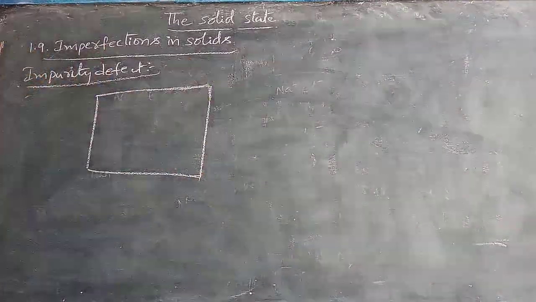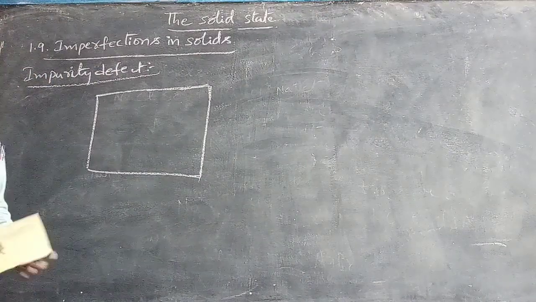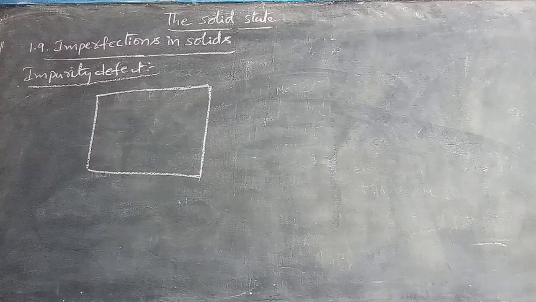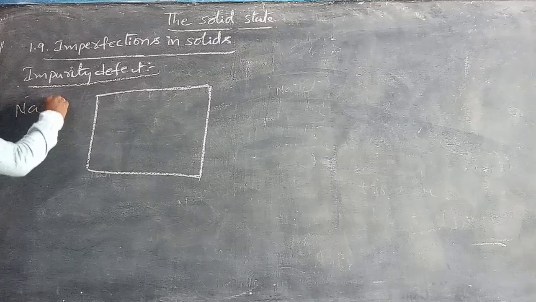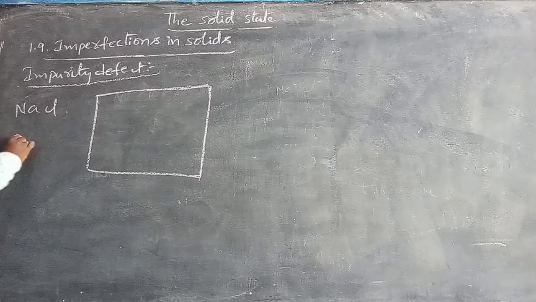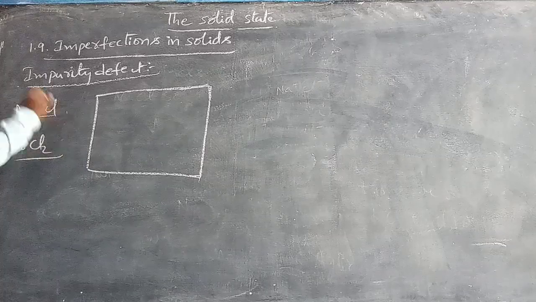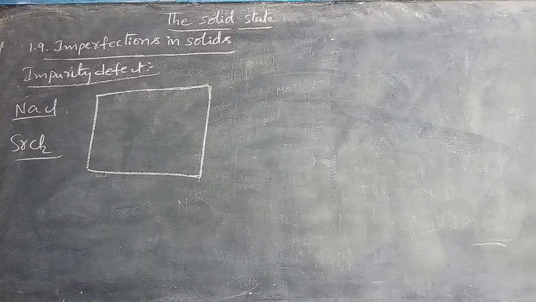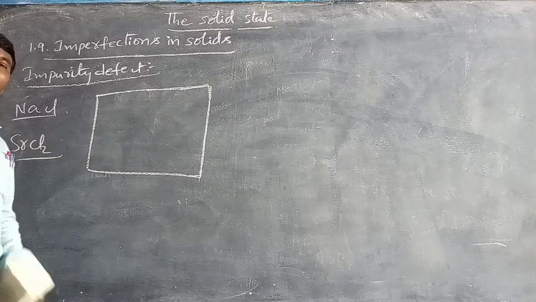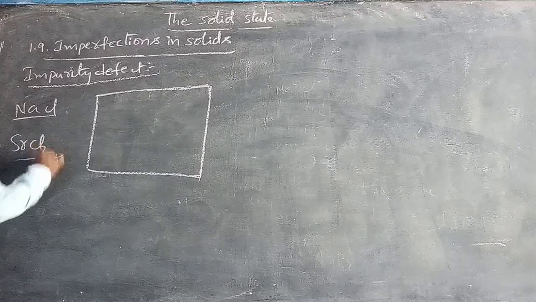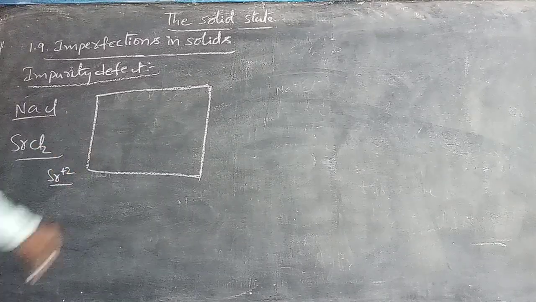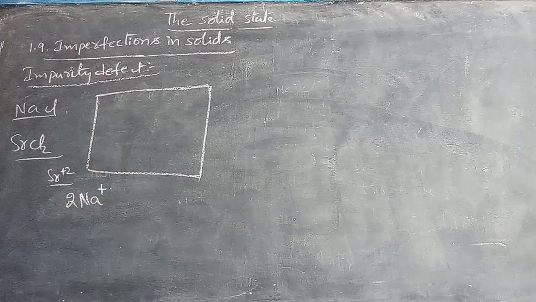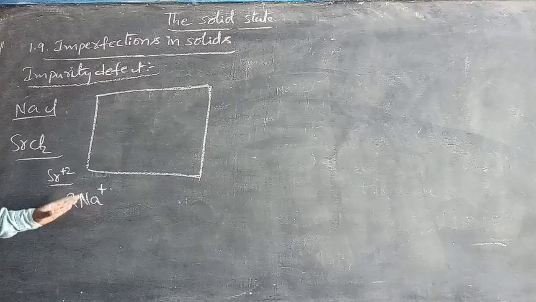So, if molten NaCl is crystallized with a little amount of SrCl2, that produces an impurity defect. Here one Sr2+ ion is replaced by two Na+ ions.